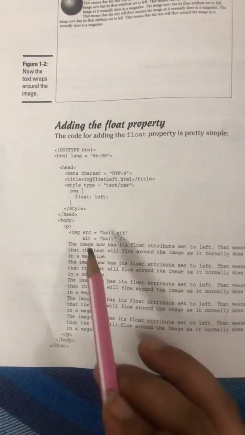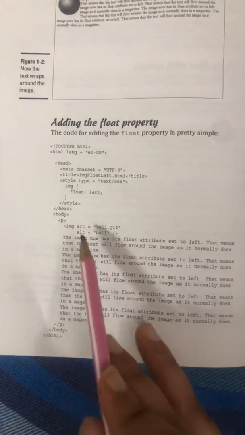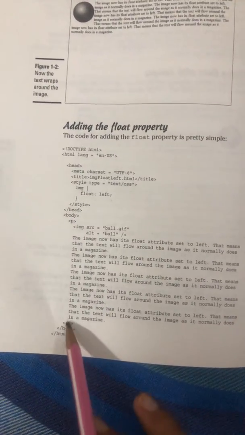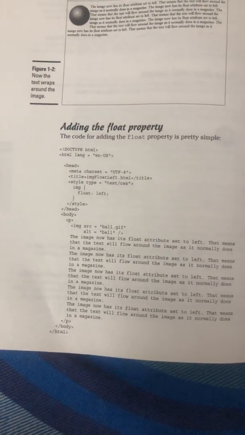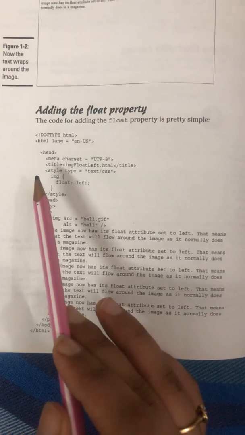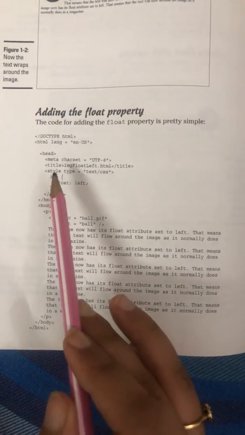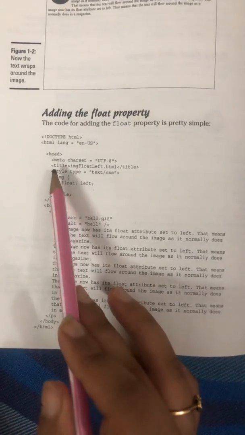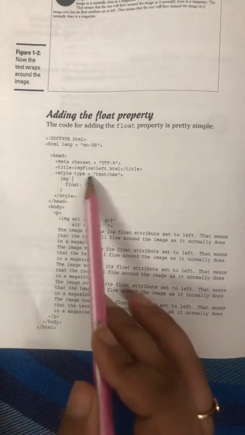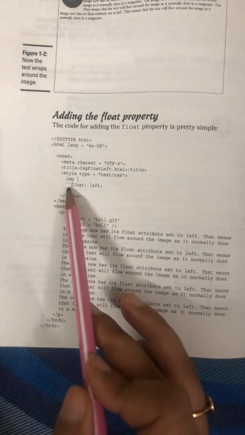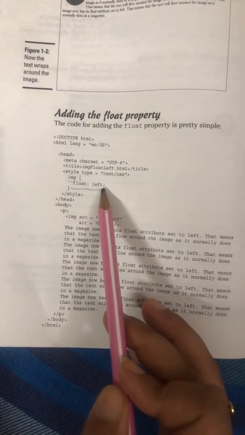This is the paragraph. Firstly, we'll just look at the body part. In the body, we have the paragraph. We have this image tag, and this is the paragraph. We close the paragraph and the body tag. And what is important is the float colon left style. So inside the head section, we get the page level style using the style tag. The type is text/css. This is for the image tag. We have set the property float left.